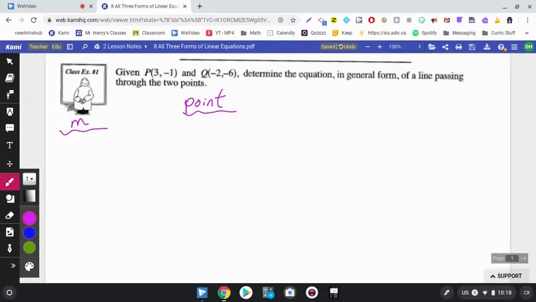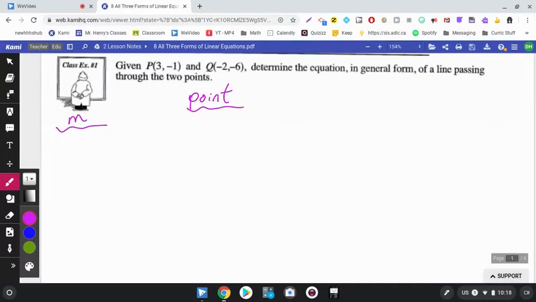So to find slope, I think, okay, well, it doesn't say, maybe it says it's perpendicular to this line or it's parallel to this line. It doesn't say anything like that. It just says, hey, it goes through these 2 points, a line passing through the 2 points. Well, this goes back to the start of the unit. If I have 2 points, I can find the slope using the slope formula. y2 minus y1 over x2 minus x1.